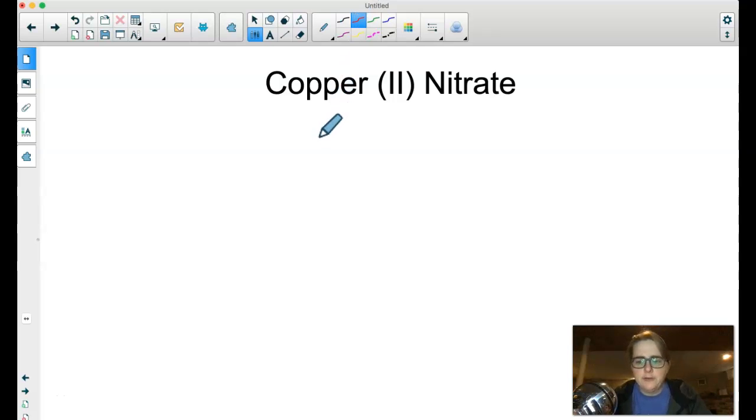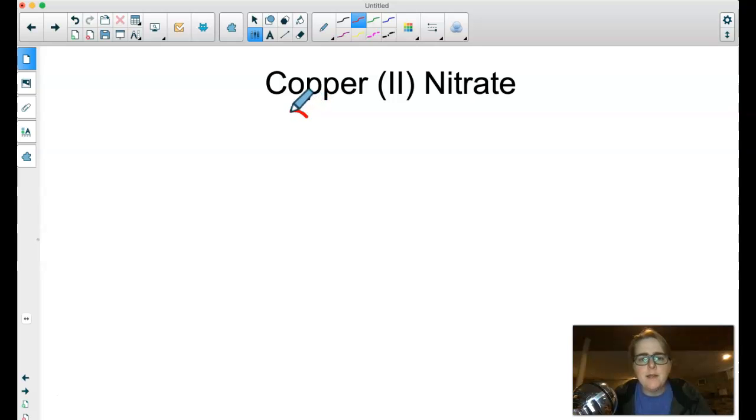So now that I've talked to you about what a mole is and how to find the molar mass of an individual element on the periodic table, the next thing I want to do is combine that with chemical formulas. So I'm going to find the molar mass of copper 2 nitrate. So the first thing I'm going to have to do is turn this into a formula.